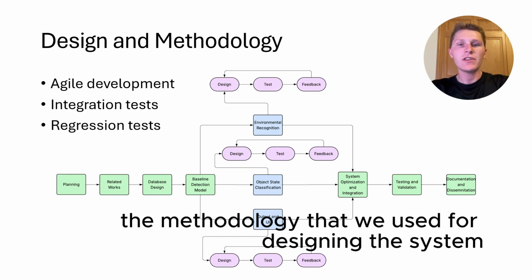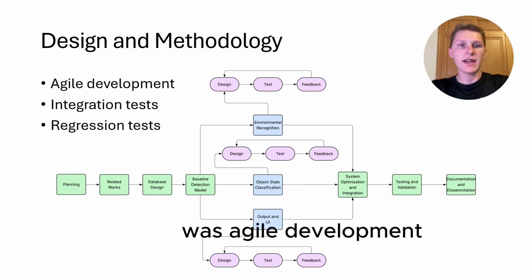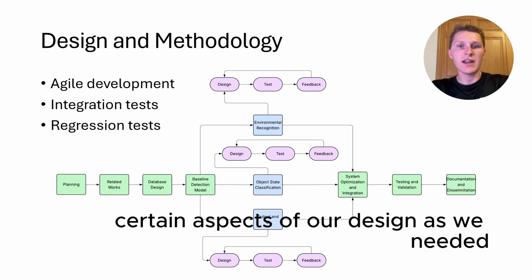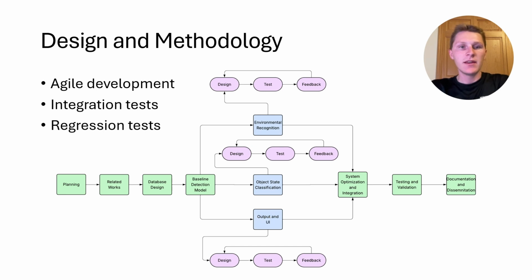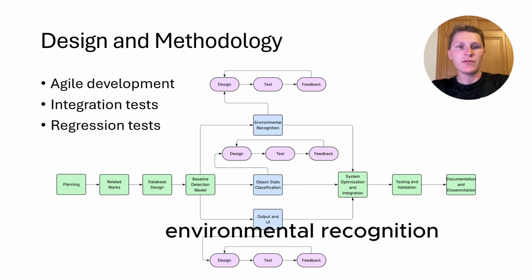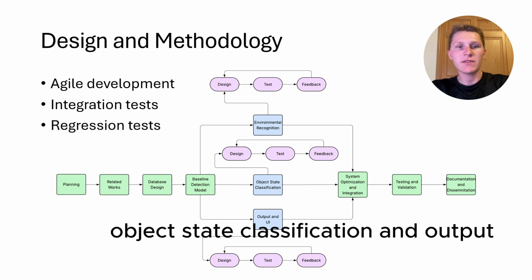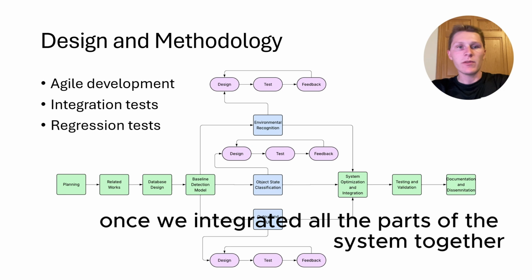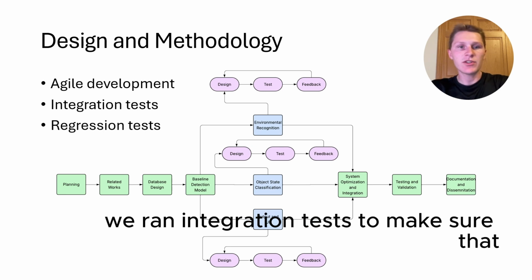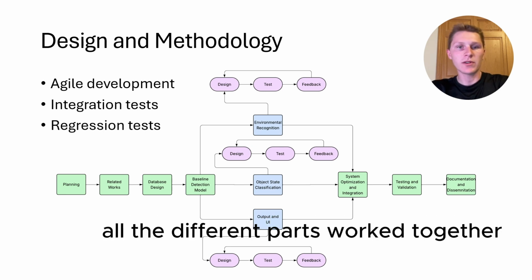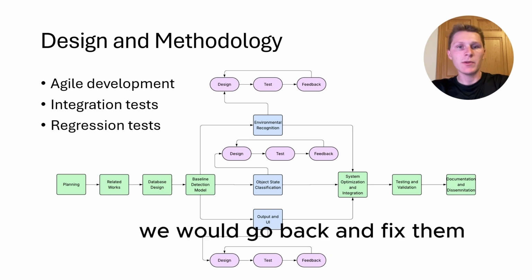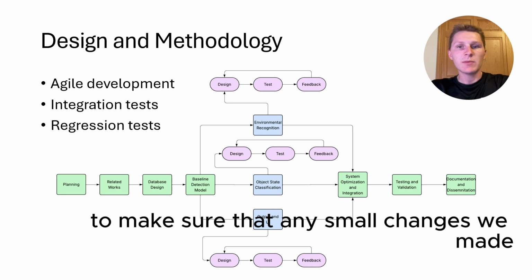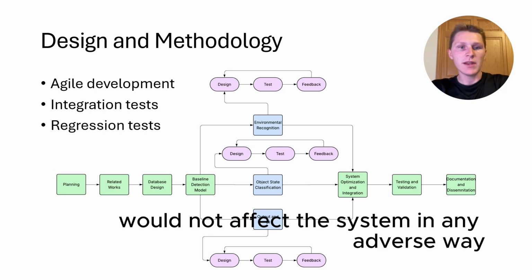The methodology that we used for designing the system was agile development. This allowed us to continuously iterate and improve certain aspects of our design as we needed. These aspects included things such as environmental recognition, object state classification, and output and UI. Once we integrated all of the parts of the system together, we ran integration tests to make sure that all the different parts worked together, and then if there were any issues, we would go back and fix them. Then we'd run regression tests to make sure that any small changes we made would not affect the system in any adverse way.